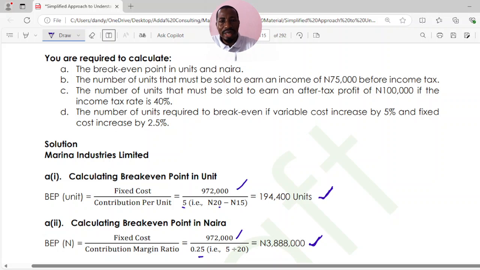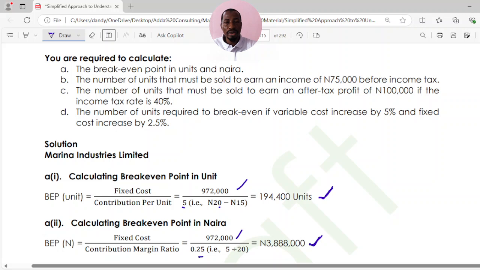It doesn't hold water in practice because it's not possible that selling price will remain constant. But for the purpose of achieving our objective, that is why all those assumptions are being designed. However, in this requirement D, we have been told that variable cost will increase by 5%, fixed cost will also increase by 2.5%.